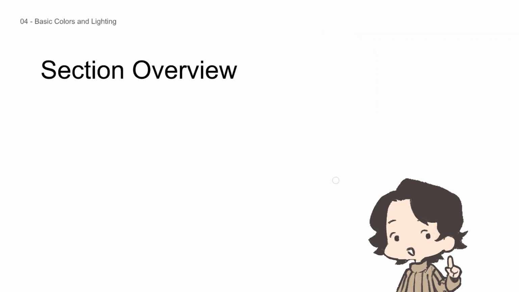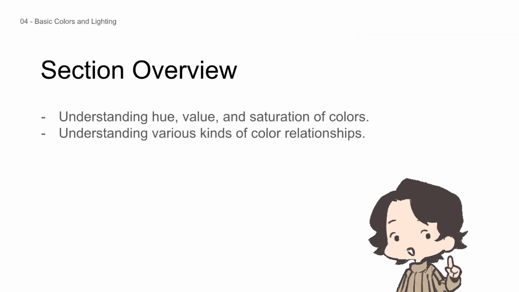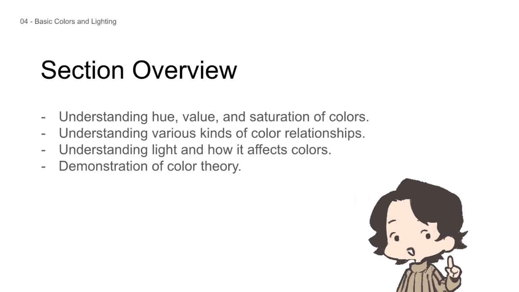Okay, first we'll be learning about hue, value, and saturation of colors, and then we'll be learning about various kinds of color relationships, and then we'll learn about light, neutral light, warm light, cold light, and how it affects colors, and then we'll finally move on to demonstration of color theory.